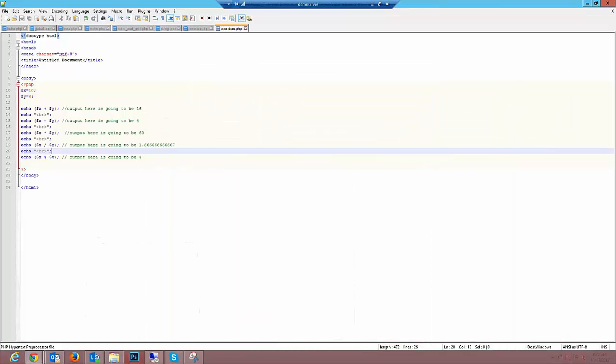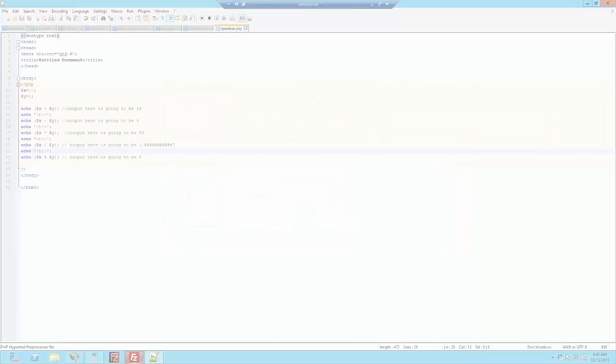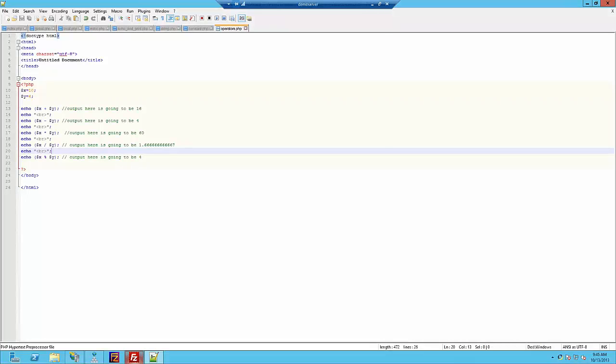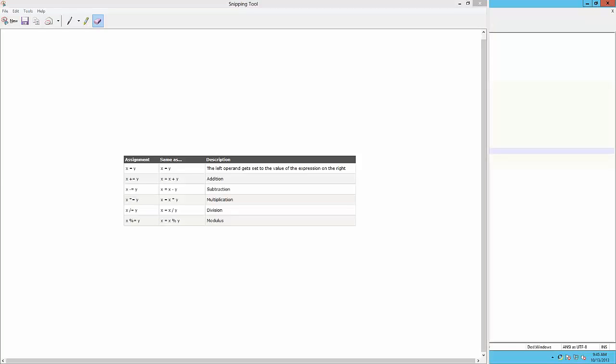So going further into operators, we'll look at PHP assignment operators. Now, the PHP assignment operators are used to write a value to a specific variable. Now, the basic assignment operators are, I'm just going to pull that up again. There we go. And the basic assignment operator in PHP is equals. Now, it means that the left operand gets set to the value of the assignment expression on the right.